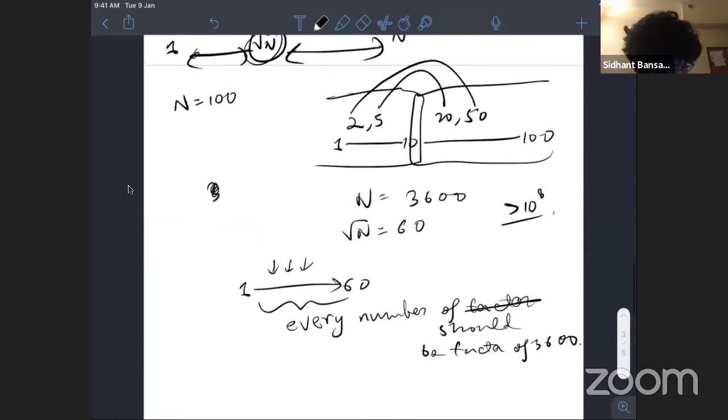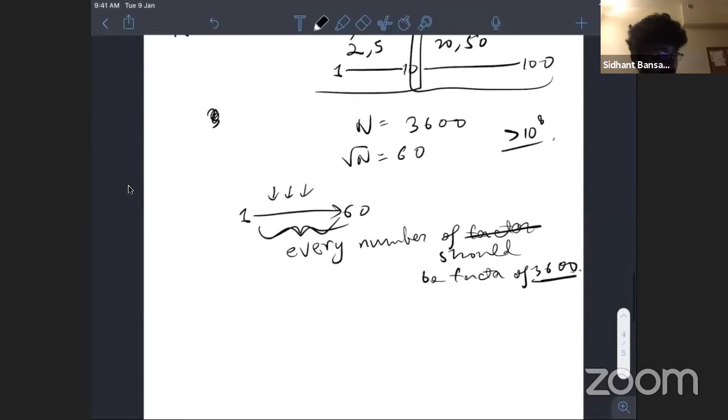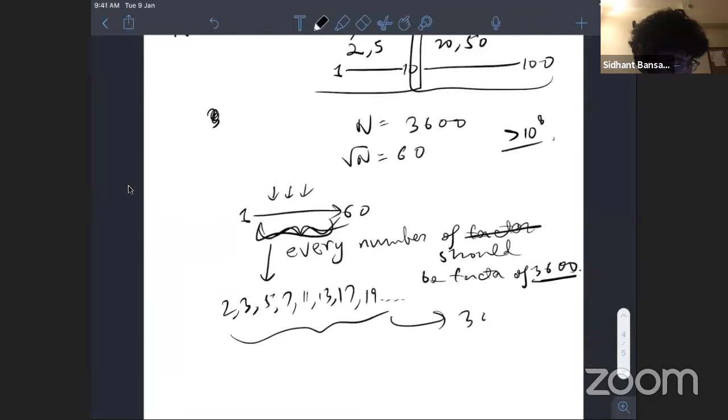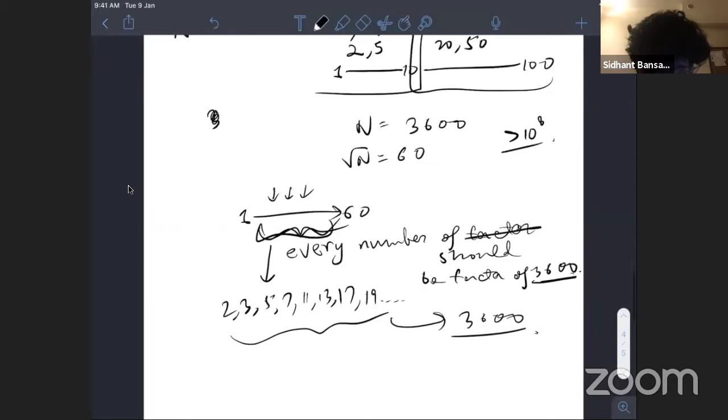So here, now think about this. Can you get every number to be a factor of 3600? It's very hard. In this case, it's not possible, because all the numbers that are primes in this range, for example 2, 3, 5, 7, 11, 13, 17, 19, and so on, need to be factors of 3600. And for all of them to be factors of 3600, 3600 must be something like 2 into 3 into 5 into 7 into 11 into 13.